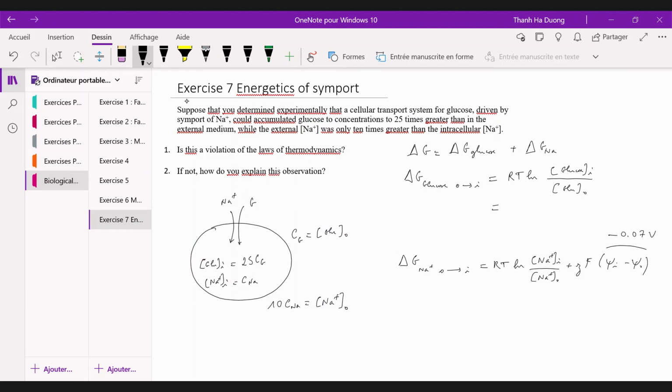Alors, we have an answer. What is the temperature? Oh, yes, let's say 37 degrees. Okay, so in Kelvin, it's 310 Kelvin. Okay. Sorry, I forgot to tell you.